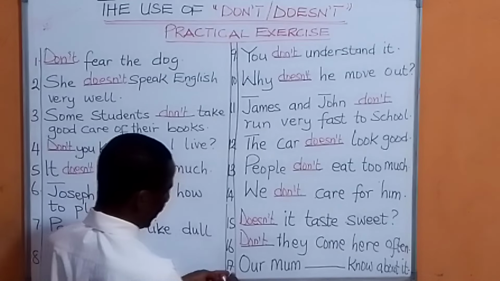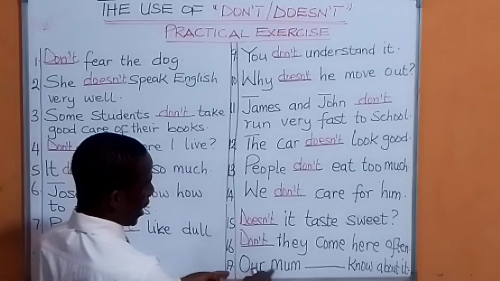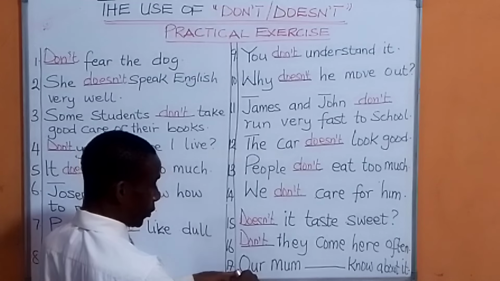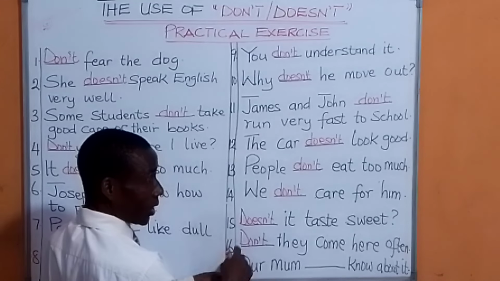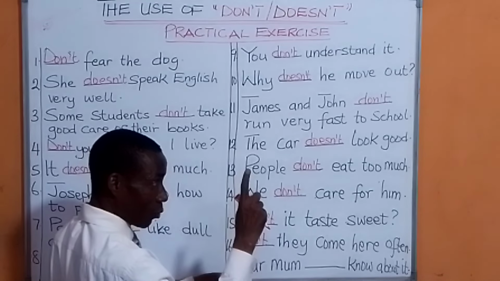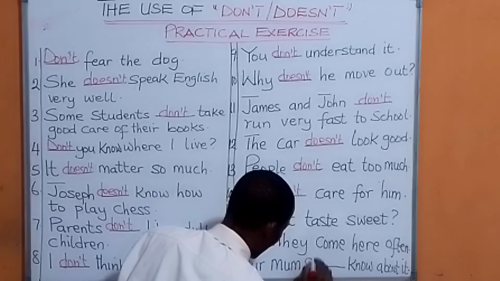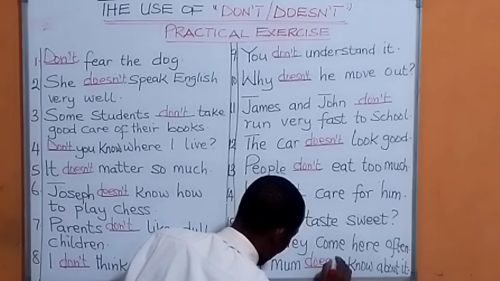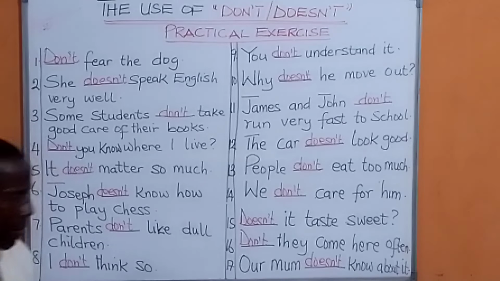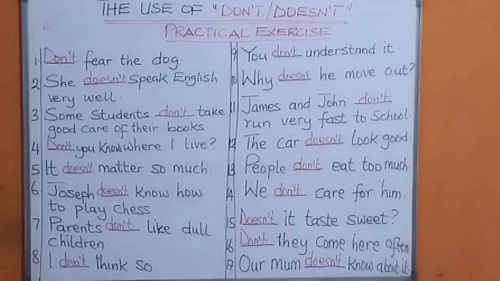Now number 17. Look at the sentence. Our mom. Yes, it's our, plural, but it's talking about all of us having one mother. So it's about the one. Our mom, what are you going to put here? Our mom doesn't know about it.